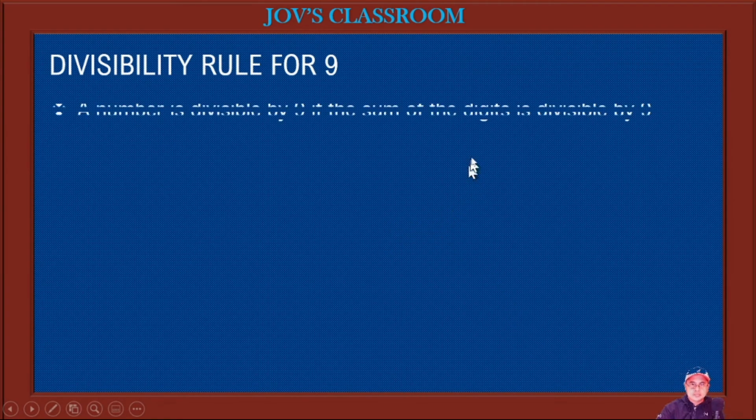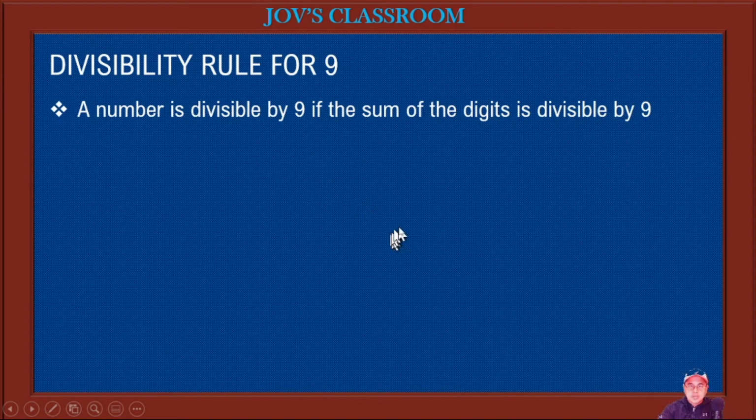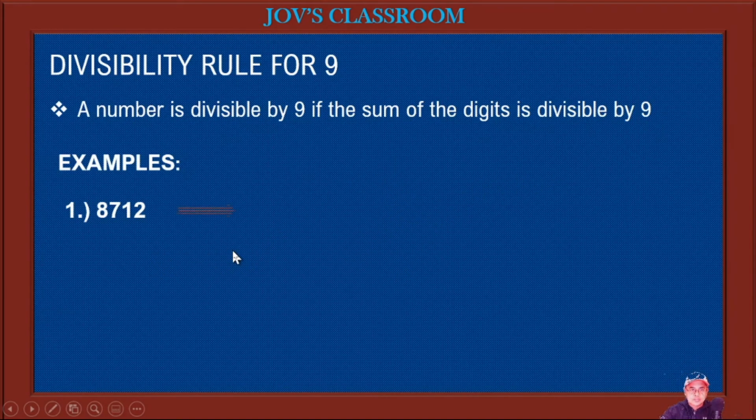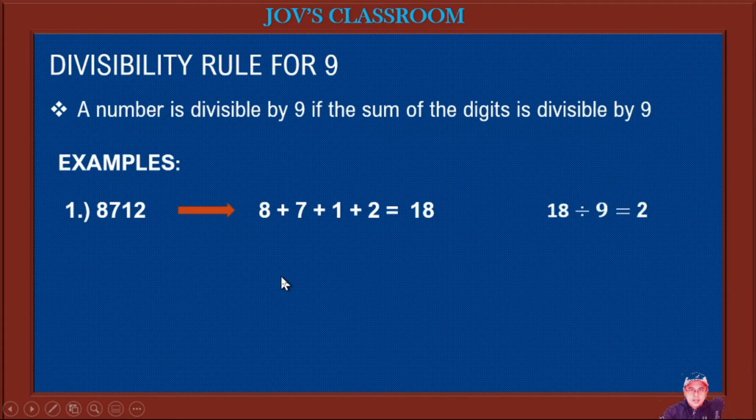Divisibility rule for number 9. A number is divisible by 9 if the sum of the digits is divisible by 9. For example, 8,712. Just get the sum. It's like the divisibility rule for number 3. Just get the sum and then divide it by 9. If the answer is a whole number, that means the sum of the digits is divisible by 9, and the given number is said to be divisible by 9.